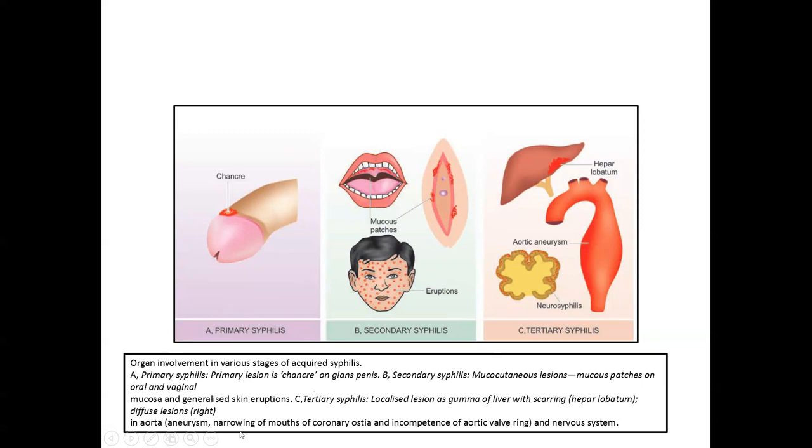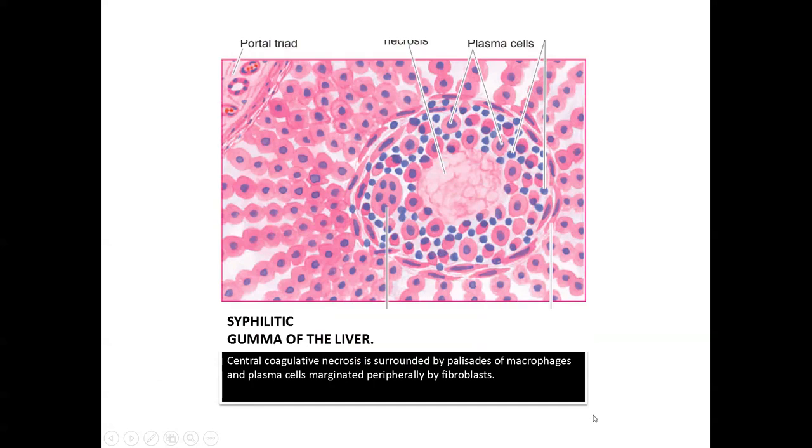like aneurysm, narrowing of mouths of coronary ostia, and incompetence of aortic valve ring. Also, the nervous system is involved. So, syphilitic gumma of the liver. Central necrosis is surrounded by palisades of macrophages and plasma cells, marginated peripherally by fibroblasts.